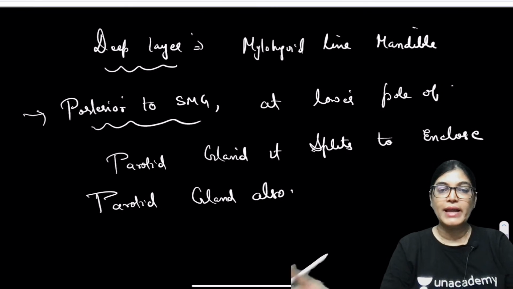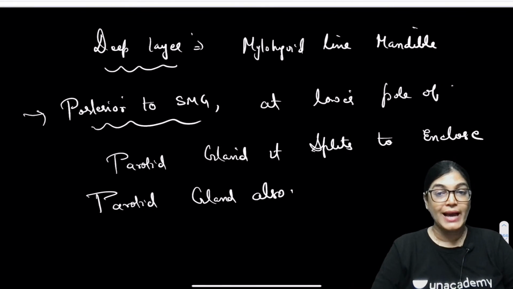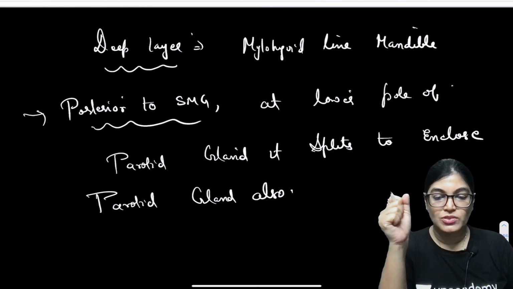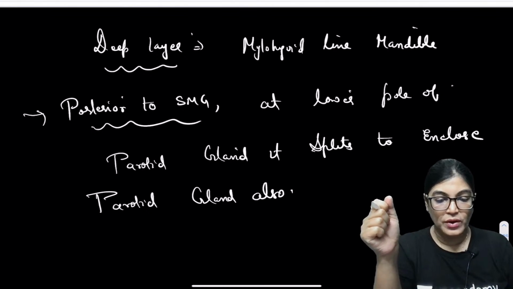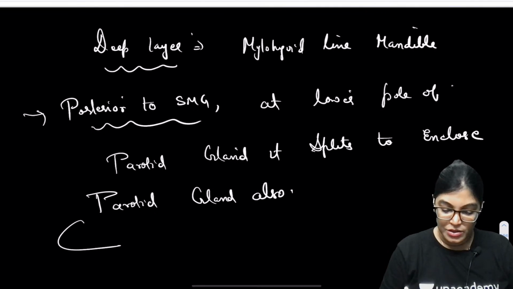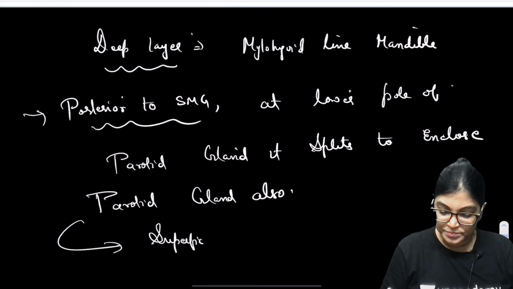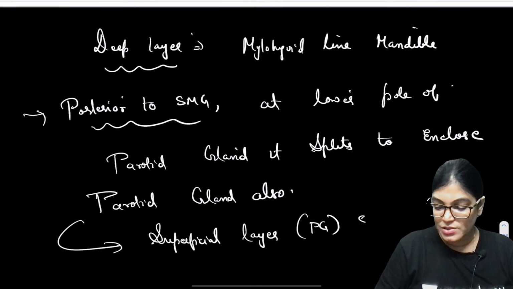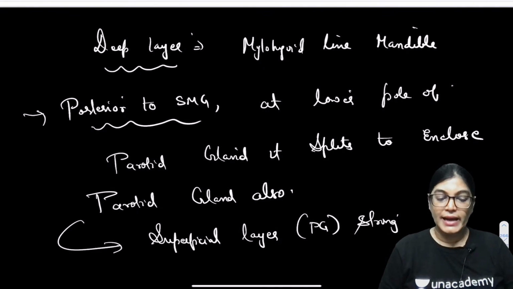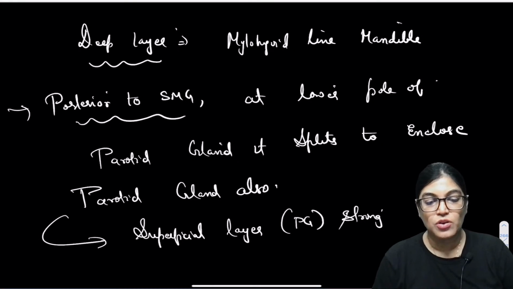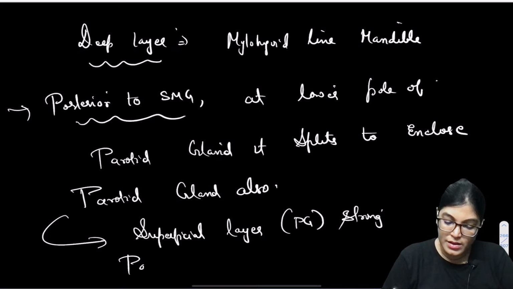Okay. So, when it is enclosing the parotid gland, what we have seen in the diagram also, the superficial layer will form a very adherent structure. The superficial layer is strong. So, here you can write down: superficial layer over the parotid gland is quite strong. And why is it strong? Because it is forming an adherent structure. What is the name of that structure? That is called parieto-mesenteric fascia.